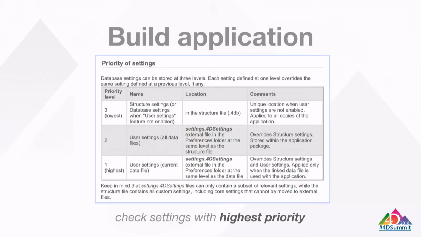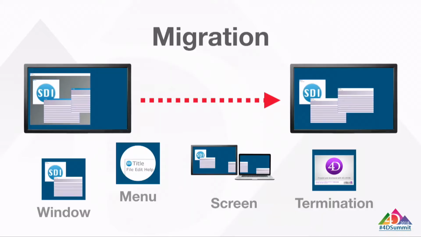So if you go to documentation, there's a table which describes the priority. Okay? The user settings next to the data file has the highest priority. So even if you check the option at the structure level, it could be overridden by the other two. So that's just something else you might want to keep in mind. Right, so let's go through the migration process.